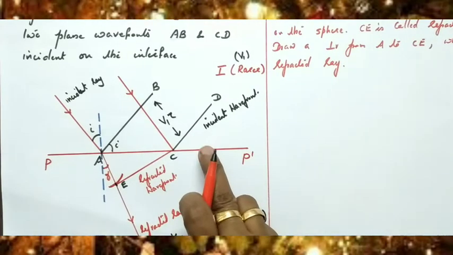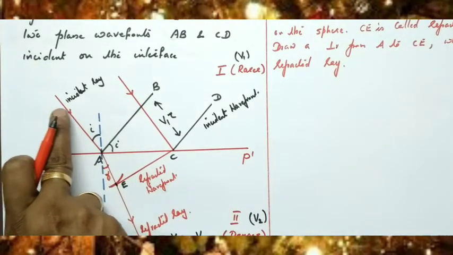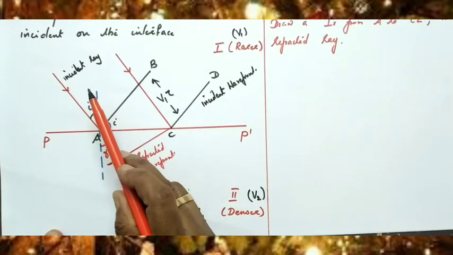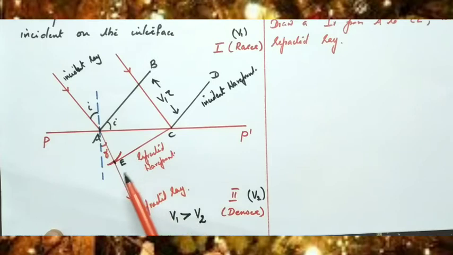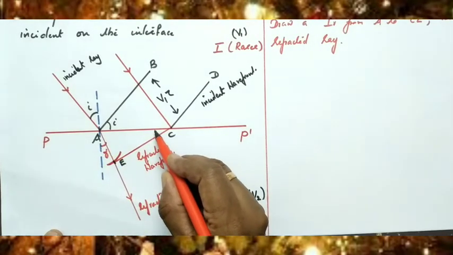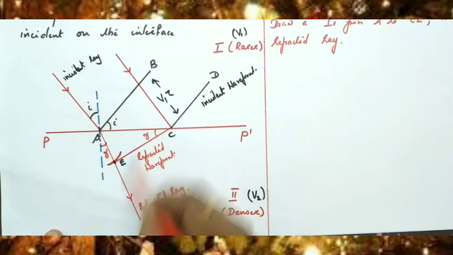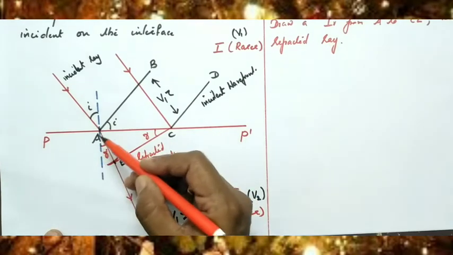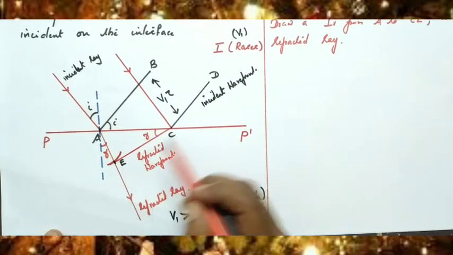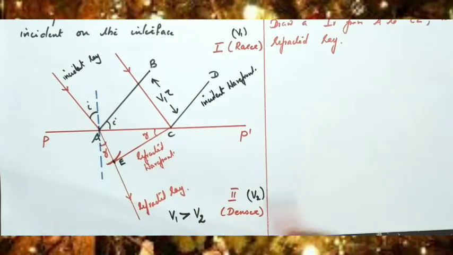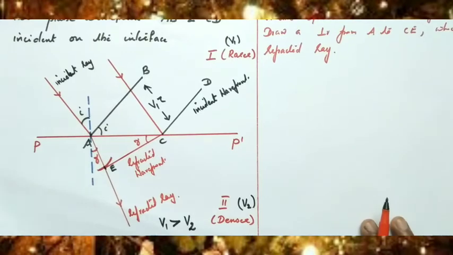So from the figure itself, it is clear that when a ray of light is travelling from rarer to denser, it bends towards the normal, isn't it? When a ray of light is travelling from rarer to denser medium, it bends towards the normal. Since this is R, here this angle will be the angle of refraction R. Okay children, so angle of refraction can be defined as the angle between the refracted ray and the normal, or the angle between a refracted wavefront and the surface. Clear?